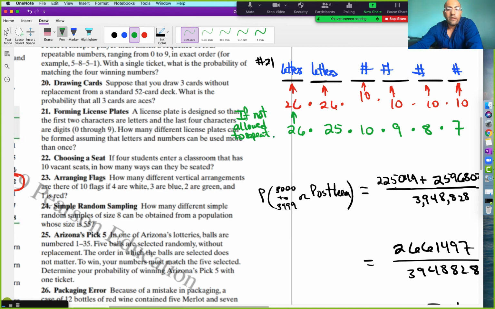Good. What if you're not allowed to repeat and all the numbers must be even? Let's put that in a different color. I'll put it in red, blue, green, purple. So now if not allowed to repeat, and numbers must be even.